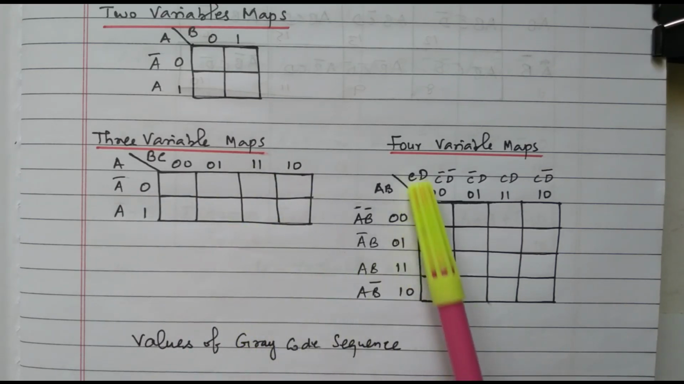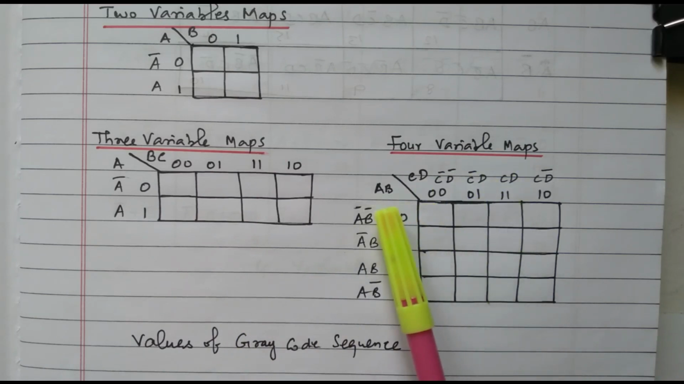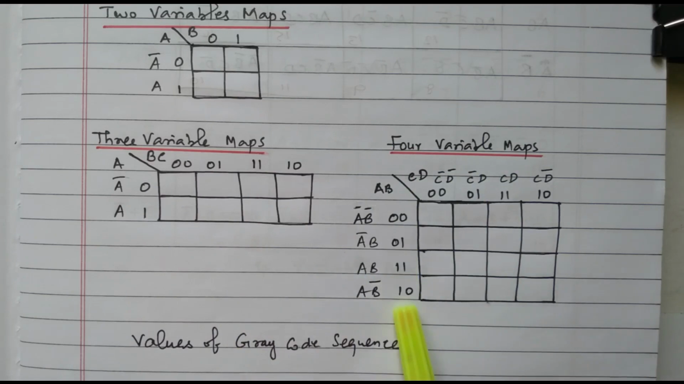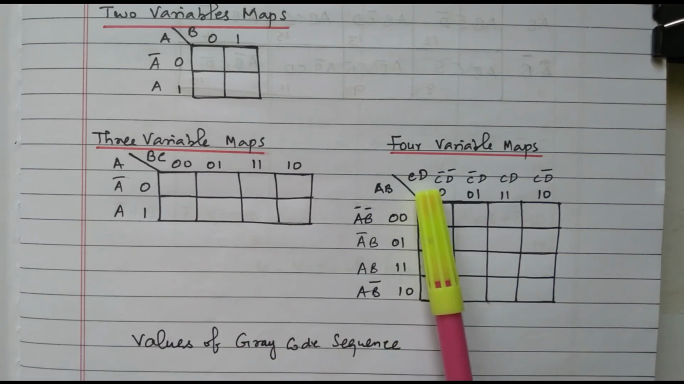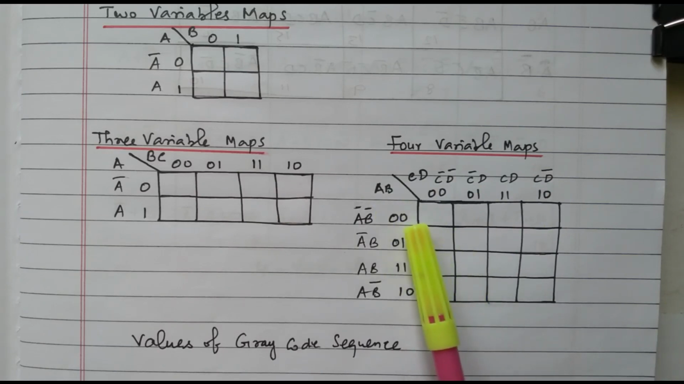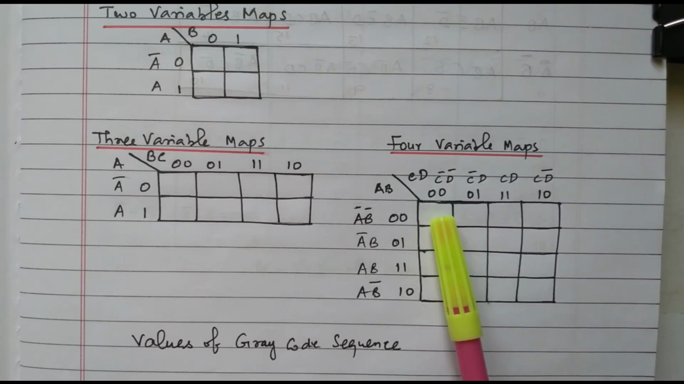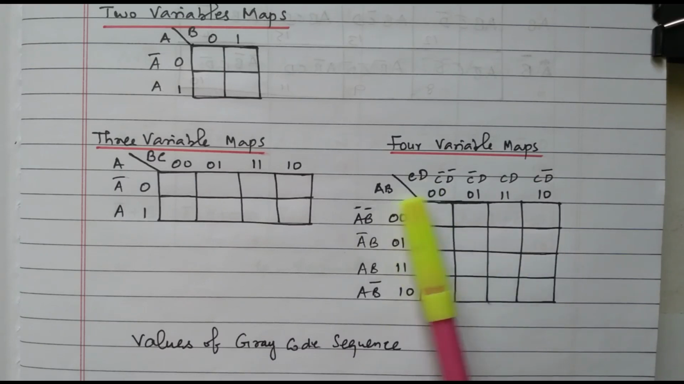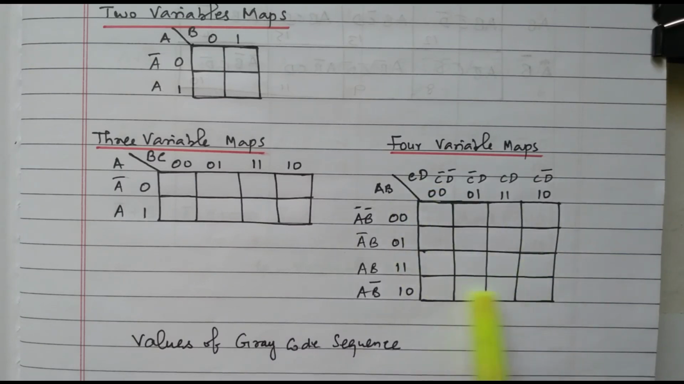I will go to the four variable map. Let us consider the four variables A, B, C, D. A, B is represented in a vertical manner. C, D is represented in a horizontal manner. Because of A, B, we have four possibilities: 0, 0, 0, 1, 1, 1, 1, 0. Similarly, C, D also have four possibilities: 0, 0, 0, 1, 1, 1, 1, 0. Because of four variables, 2 to the power 4, there are 16 possibilities available.